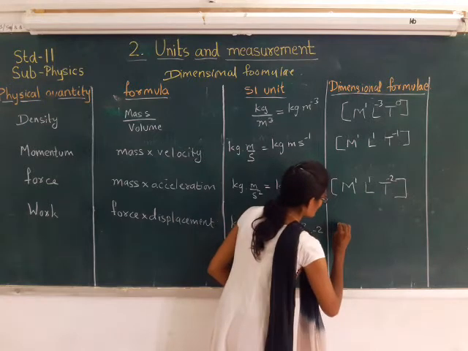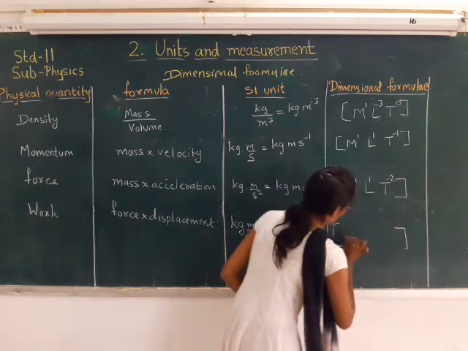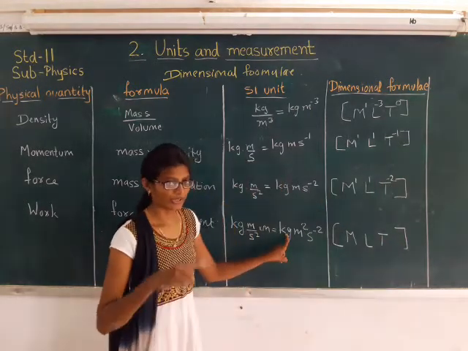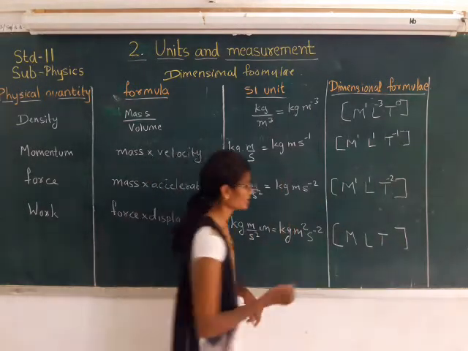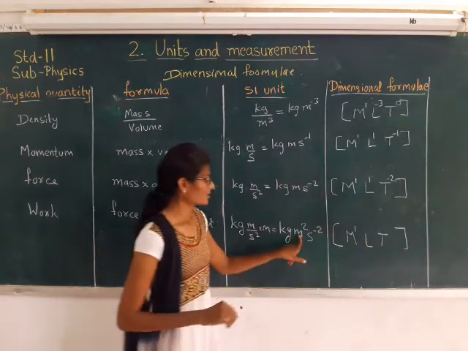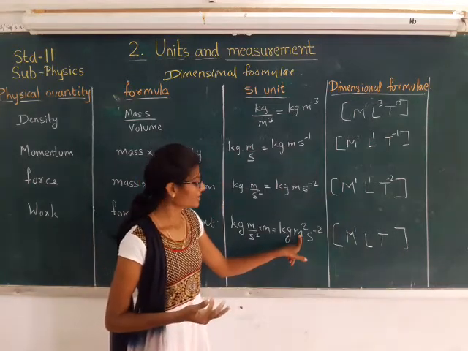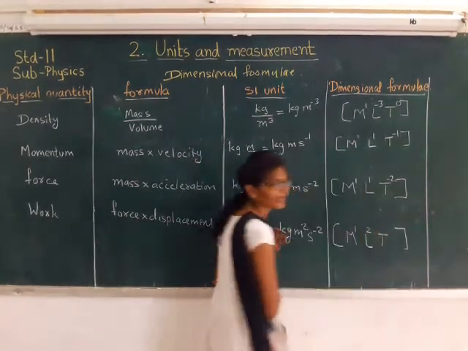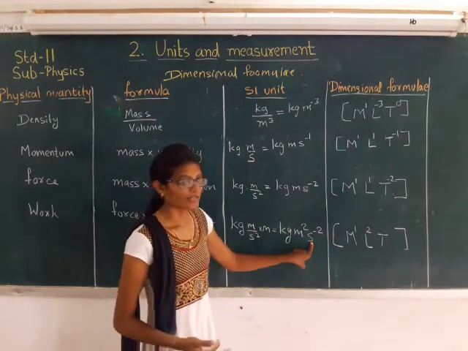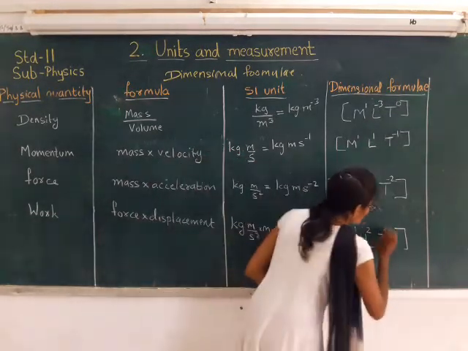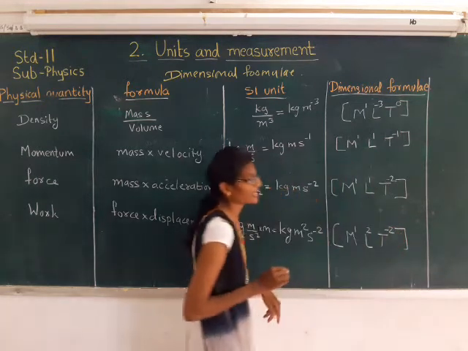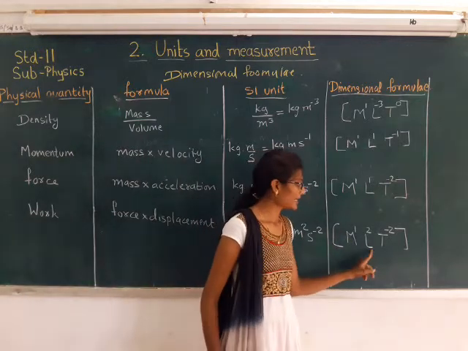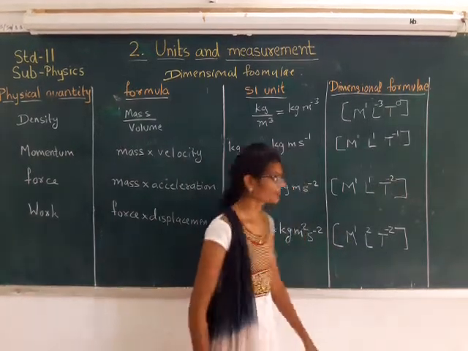So the dimensional formula for that, first of all let us write M, L and T. Kg, unit of mass, its power is 1. So M1. Meter, that is the unit of length, power is 2. So over L we will be writing 2. Second, that is the unit of time, its power is minus 2. So over T we will be writing minus 2. So the dimensional formula for work is M1 L2 T raised to minus 2.